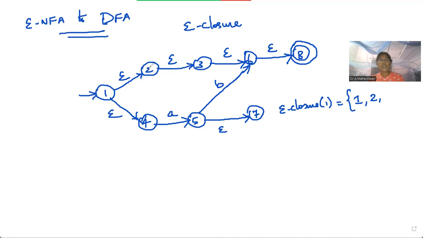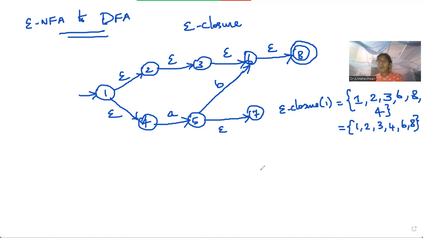First you can include 2. Then we check from 2 what are all the empty moves. From 2 I have an empty move to 3, that you can include. From 3, I have a move to 6. From 6, I have 8. Almost this path is over, right? Like that, one more path we have. So 1 to 4 is also an empty string. Include that also. From 4, there is no empty move. You can stop the process here. So you can rearrange also. So the E-closure of 1 is 1, 2, 3, 4, 6, 8.